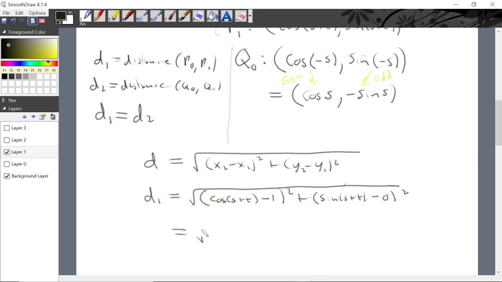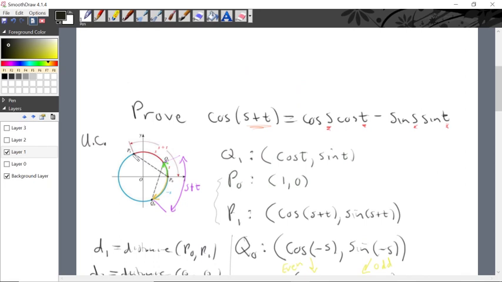Maybe I want to clean that up just a little bit. I don't want to expand this, actually. We'll see why in a moment. I want to leave this like this. But over here, we don't have to write minus 0 because anything minus 0 is just equal to itself. So I'm going to do plus the sine squared of s plus t. So it's cleaned up just a little bit, and that would be D1. That is a way for us to figure out the straight line distance between P0 and P1 for any s and t that could have been selected.